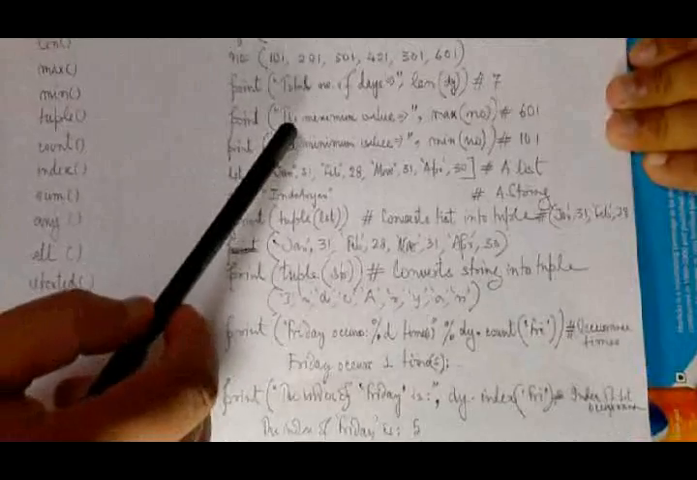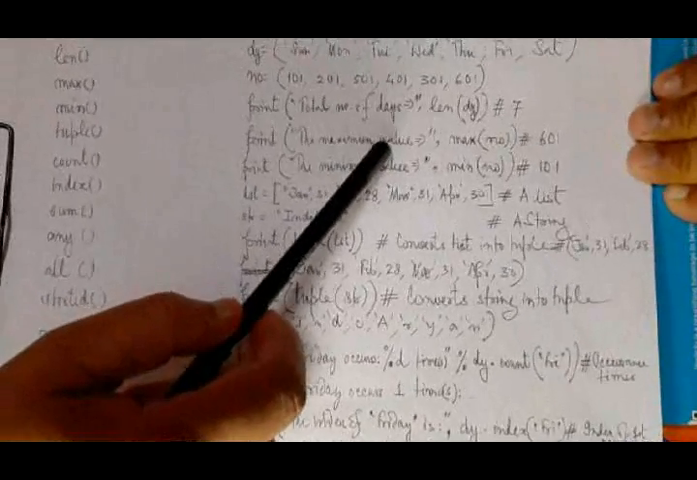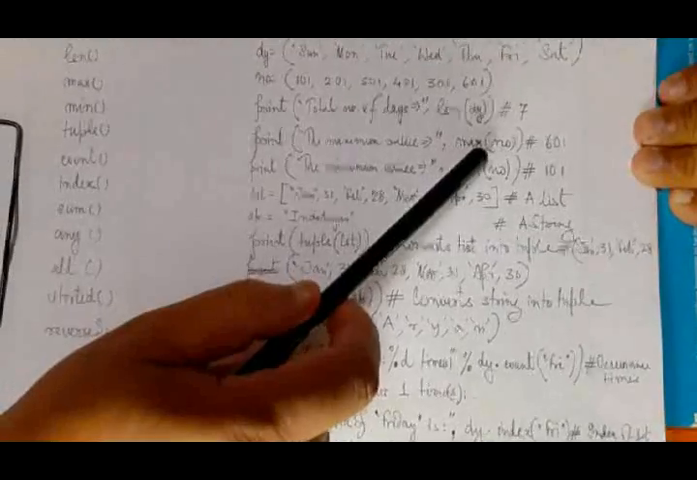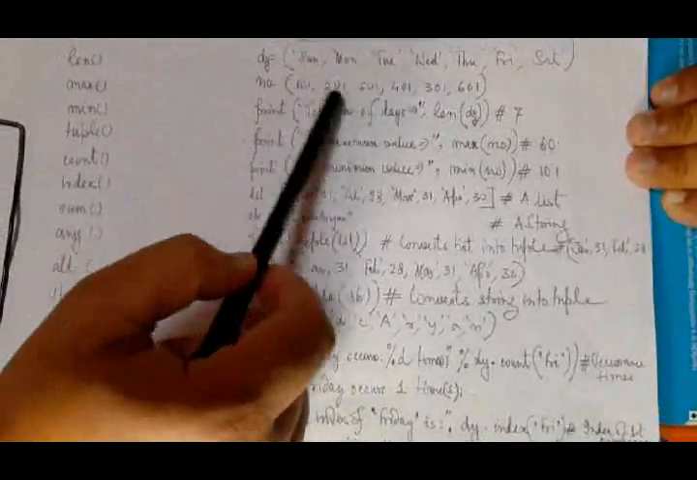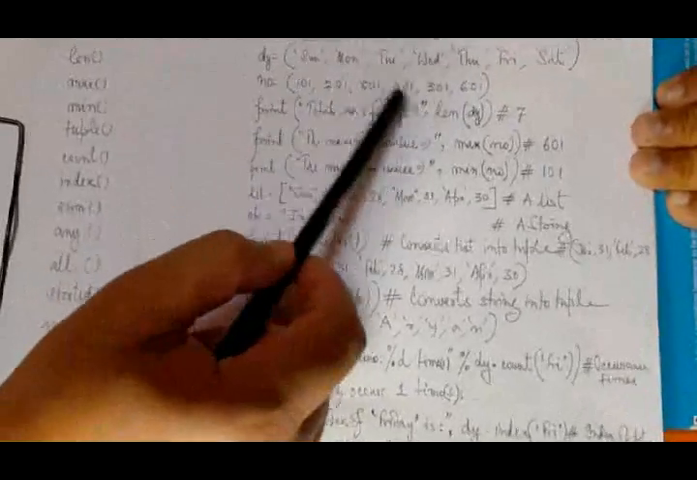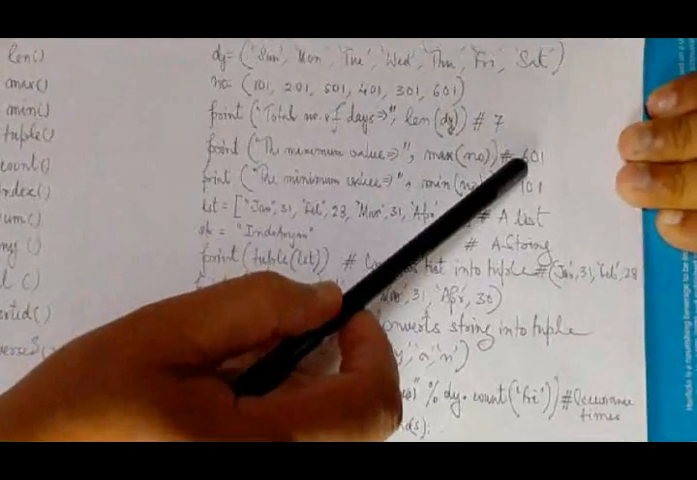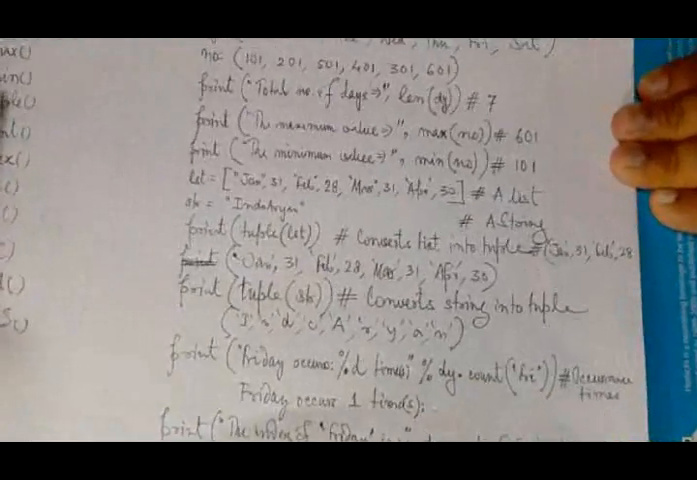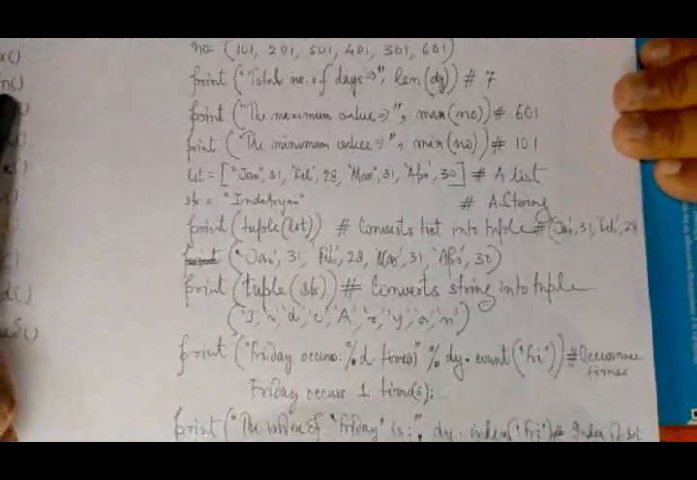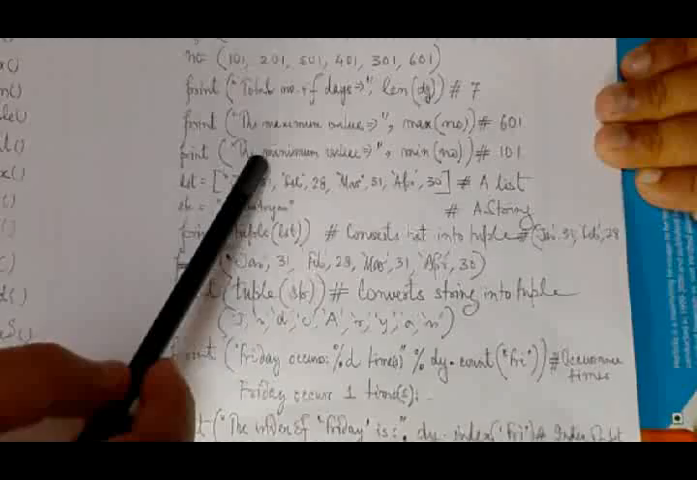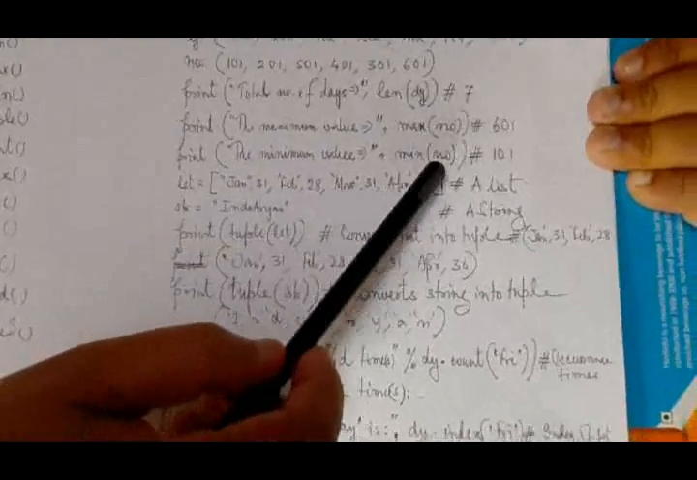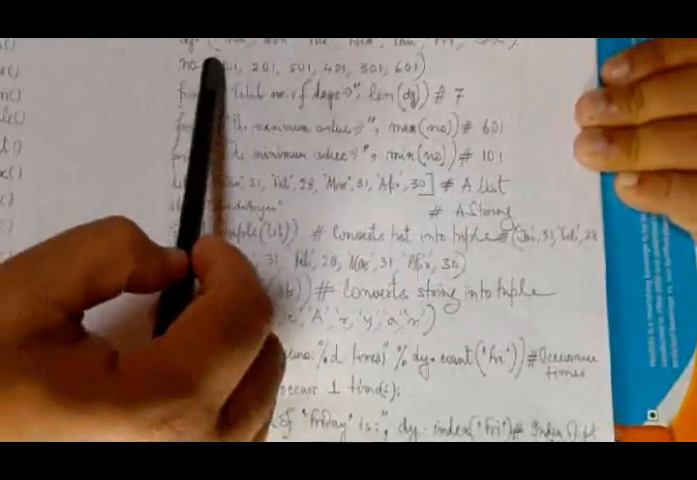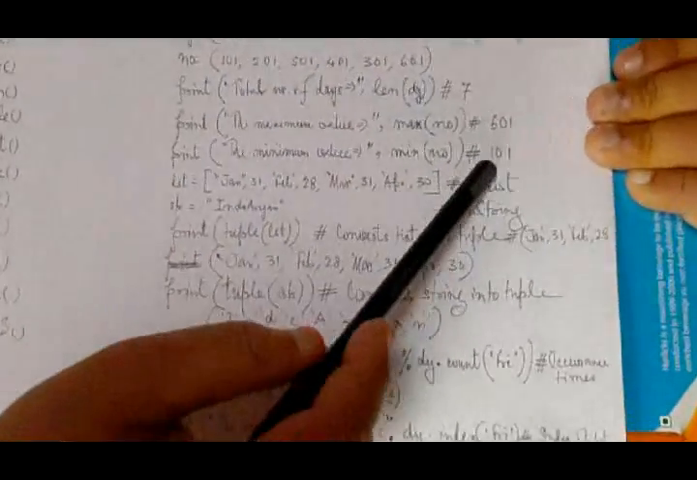Next is max. Print the maximum value, under quotation, comma, max no. Among the values of no, max will print the maximum value, that is 601. Min: print the minimum value, comma, min no. The minimum of no is 101, so the output will be 101.